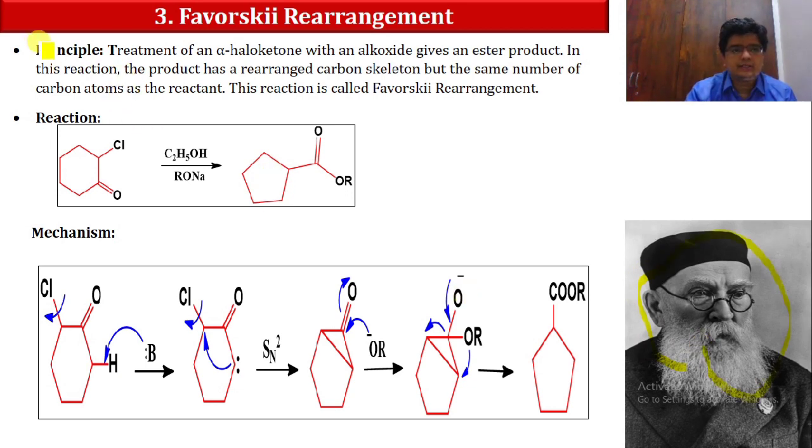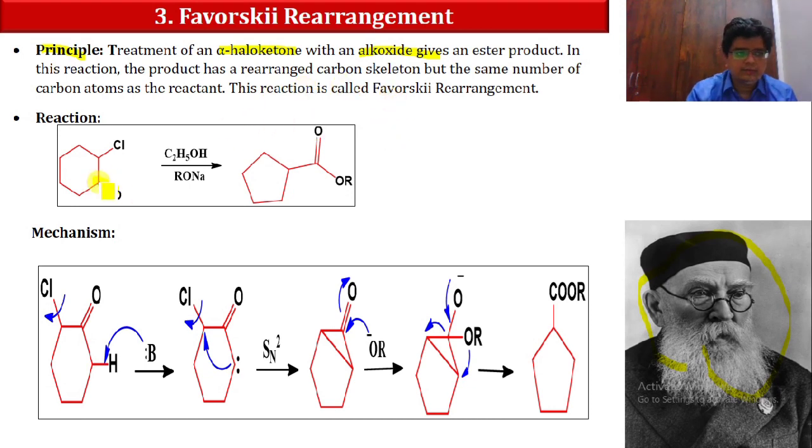Okay, now let us understand the principle. The treatment of alpha haloketone with an alkoxide gives an ester product. In this reaction, the product has a rearranged carbon skeleton but the same number of carbon atoms as the reactant. This reaction is known as Favorsky rearrangement.